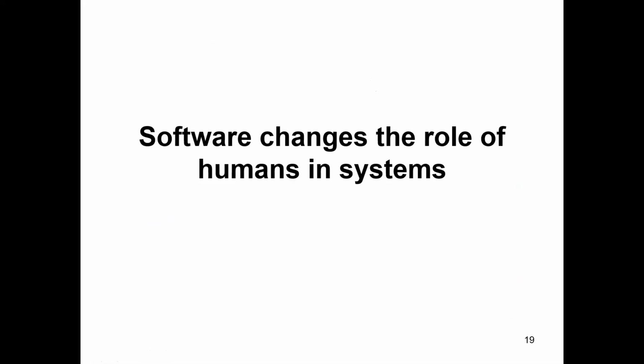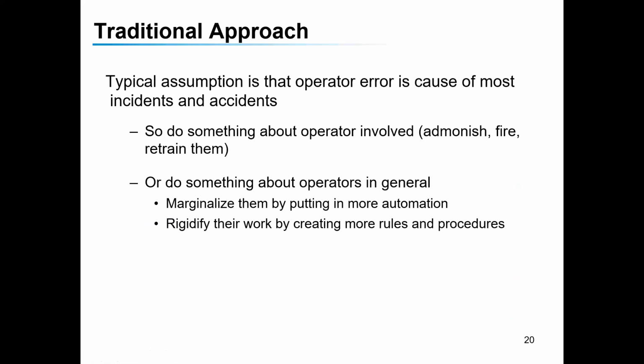So let's look at humans. Software changes the role of humans in systems. Traditionally, we assume that operator error is the cause of most incidents and accidents, so we should do something about the operator involved or do something about operators in general. Marginalize them by putting in more automation between them and the system they're controlling, or rigidify their work by creating more rules and procedures that they usually cannot follow.